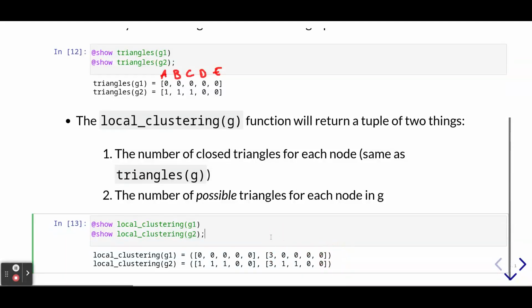The way we read it, again, if we were to put labels on them, we would see that the first element corresponds to A, then B, C. And what this is telling us is that in either of the two graphs, A is part of 3 triangles. You remember, A was part of a triangle with node B and C. It was part of one with B and D, and it was part of a third triangle with C and D.